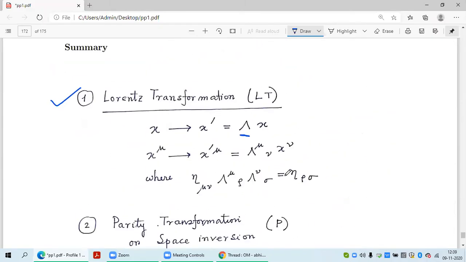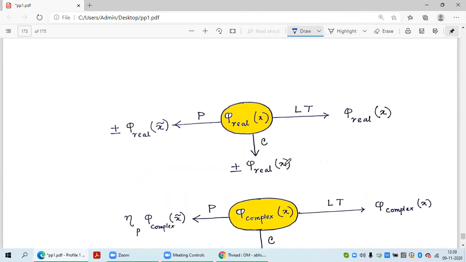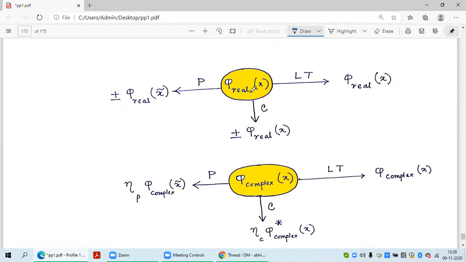Under these 3 transformations, we have seen how the different fields transform. So if a real scalar field under Lorentz transformation does not change, then it is a scalar.